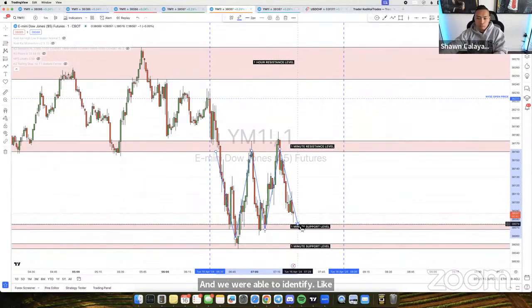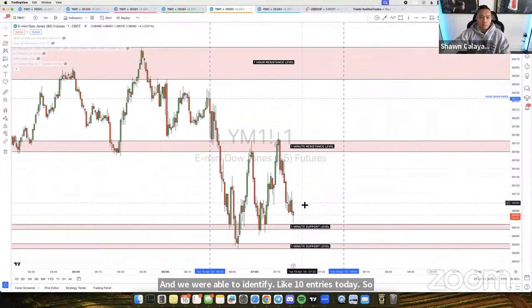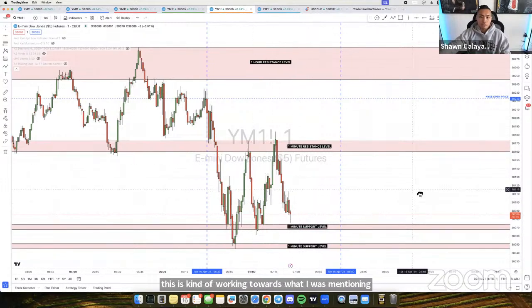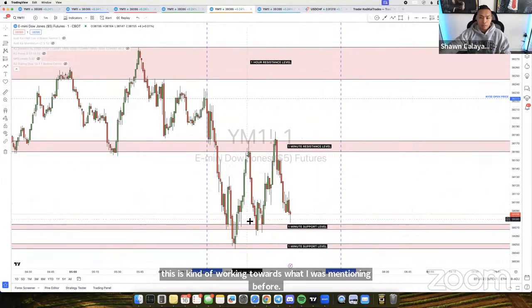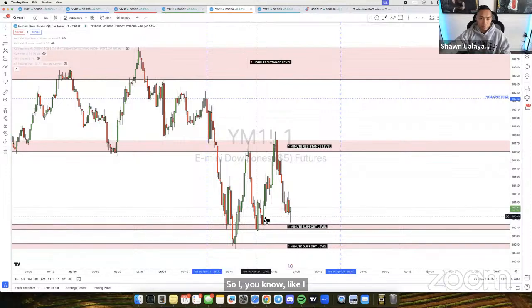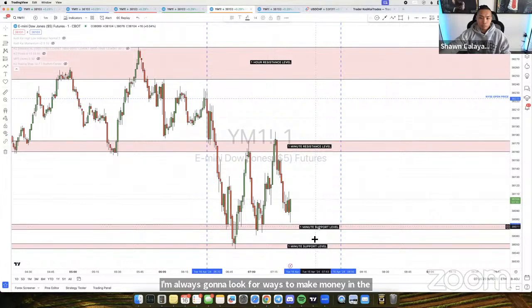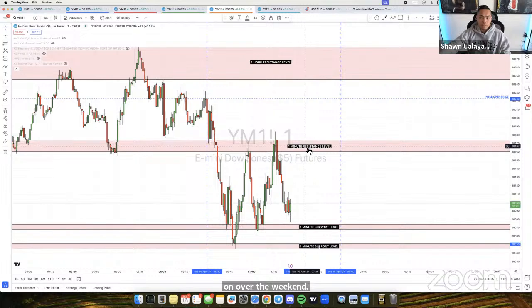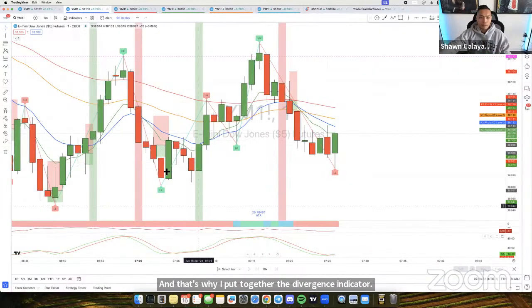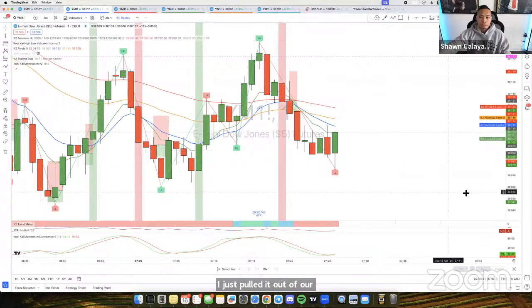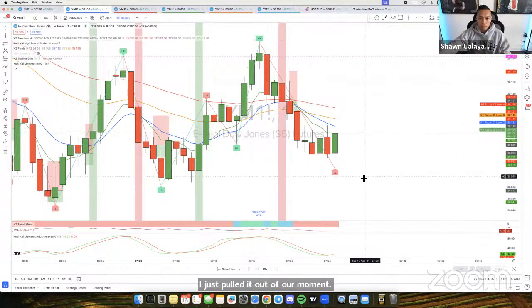So this is kind of working towards what I was mentioning before. Like I said, our strategies typically work in directional markets, but I'm always going to look for ways to make money in the market. That's what I've been working on over the weekend, and that's why I put together the divergence indicator. I pulled it out of our momentum indicator and played with it to have the settings work in our favor.